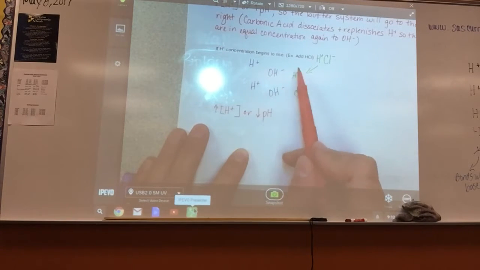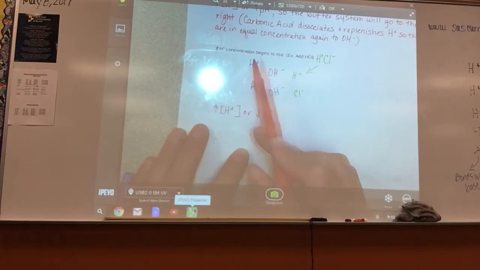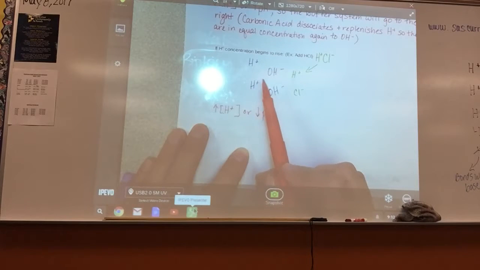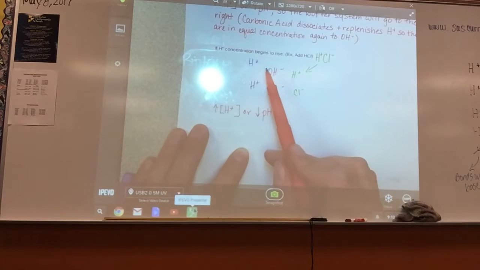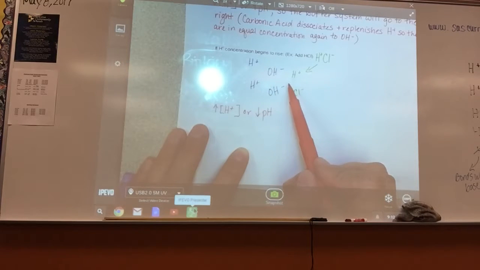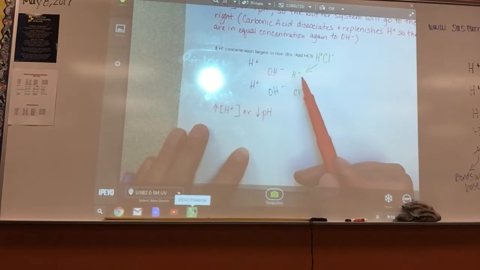So now, what do we want? We want to bring it back to equal concentrations here, which is what it started out with for pure water. So what do we want to happen to the hydrogen ion concentration? Do we want it to go up even more? No, because it's already gone up. It wasn't equal concentration to the OH negative. So now we've got higher concentration of H pluses, so we're going to want to bring that H plus concentration back down, right, to where it originally was.